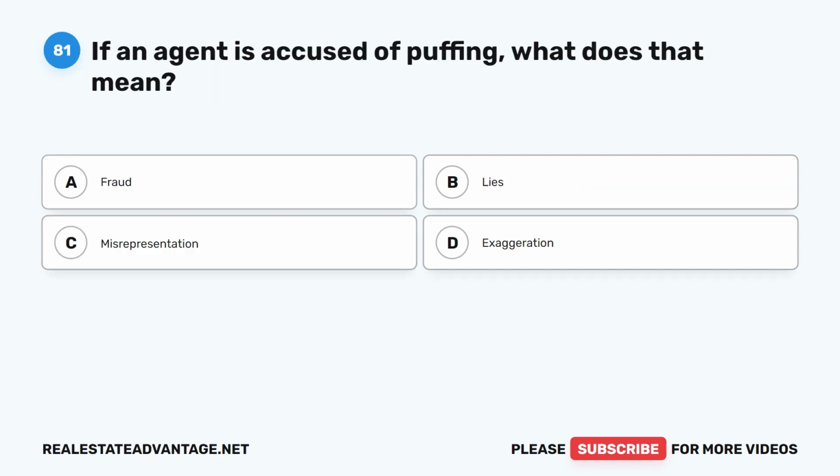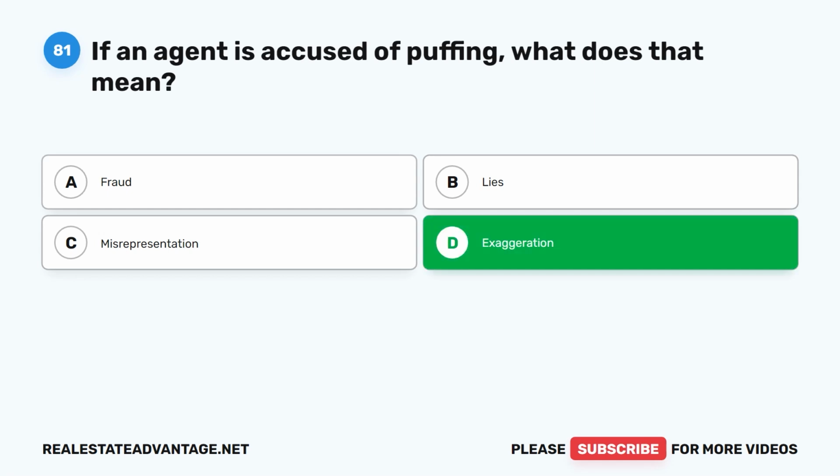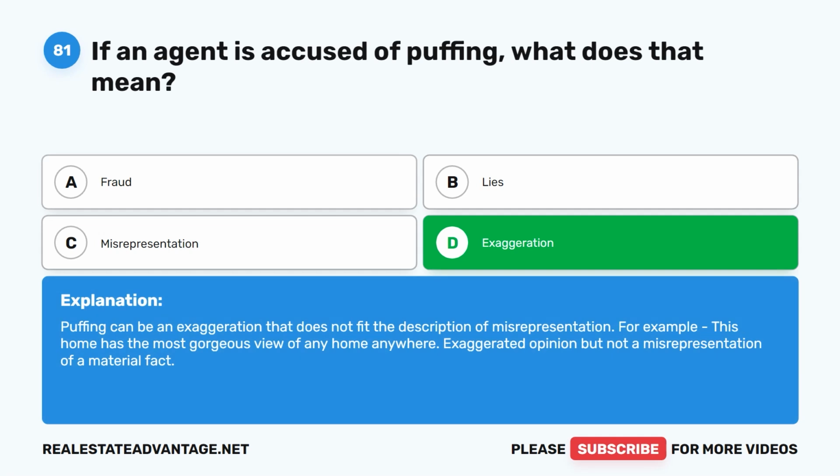Question 81. If an agent is accused of puffing, what does that mean? A. Fraud. B. Lies. C. Misrepresentation. D. Exaggeration. The correct answer is D. Exaggeration. Puffing can be an exaggeration that does not fit the description of misrepresentation. For example, this home has the most gorgeous view of any home anywhere. Exaggerated opinion, but not a misrepresentation of a material fact.